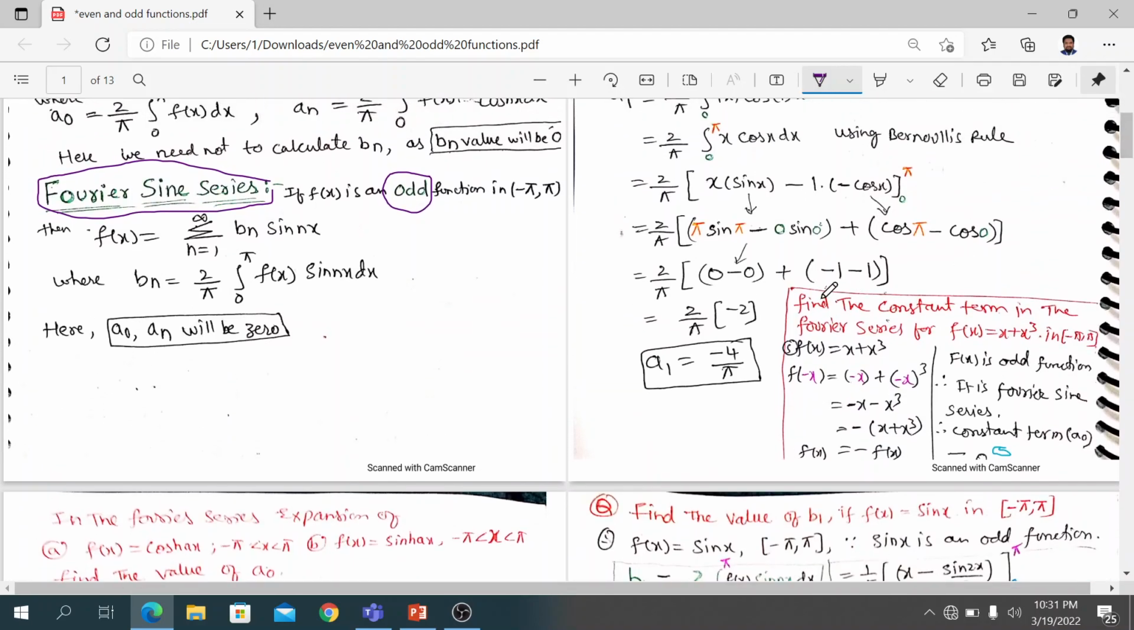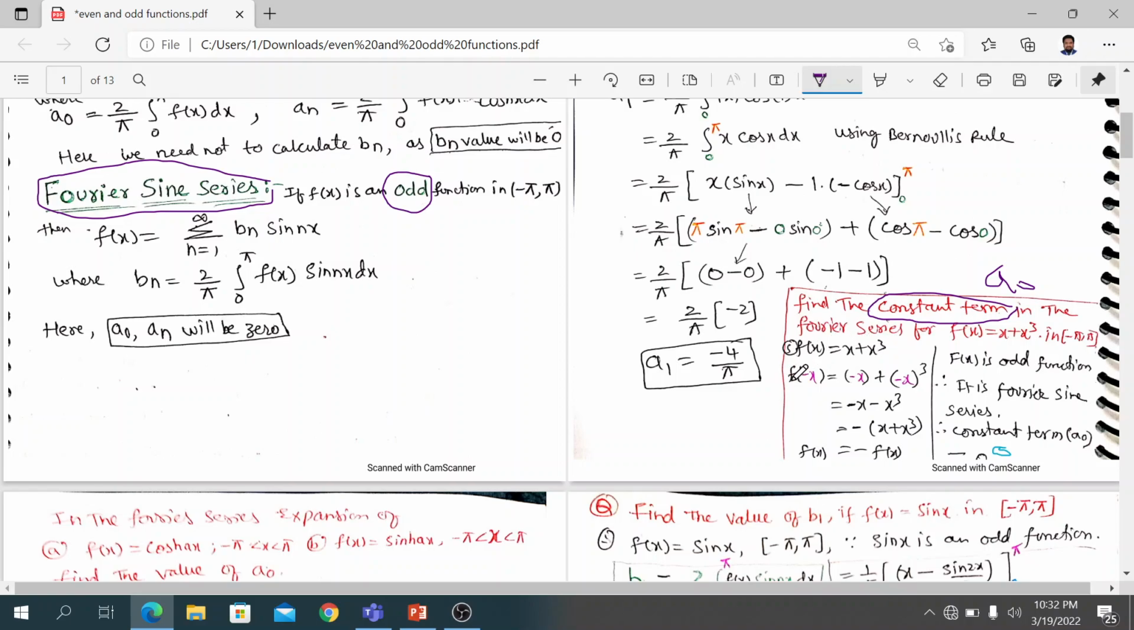Next, find the constant term. You know what will be the constant term? This is a naught. So finding the constant term means finding a naught in the Fourier series for f of x is equal to x plus x cube in minus pi to plus pi. So this is our f of x.